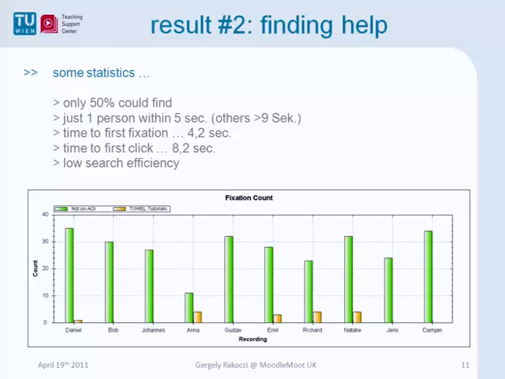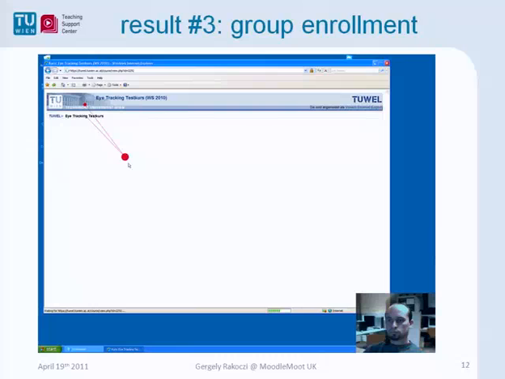Time to first fixation was about 4.2 seconds, so it was quite low, and the search efficiency was not really good at this time. And this is the only one, this person, Anna, who could find this help element in quite an accurate time.